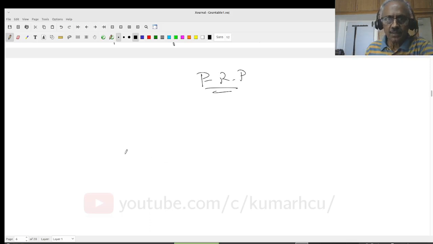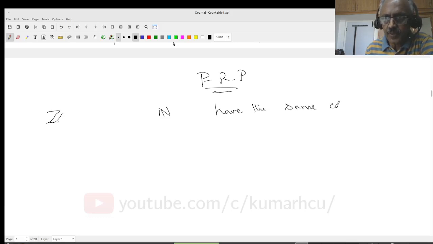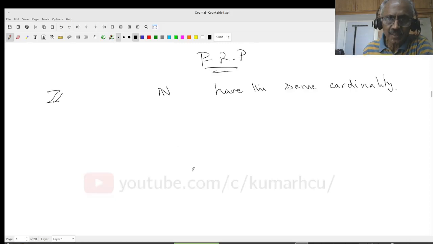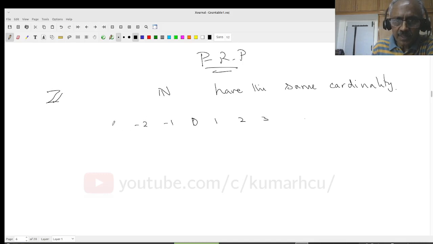Now let's look at some examples. Let us say Z, the set of integers, and let us look at N. I want to say they have the same cardinality. Hereafter I will use the words same cardinality. So what does that mean? I have to set up a bijection. How will I do that? So let us write it, then you will see. I have 0, 1, 2, 3, etc., minus 1, minus 2, minus 3, etc., and I have 1, 2, 3, 4, etc.